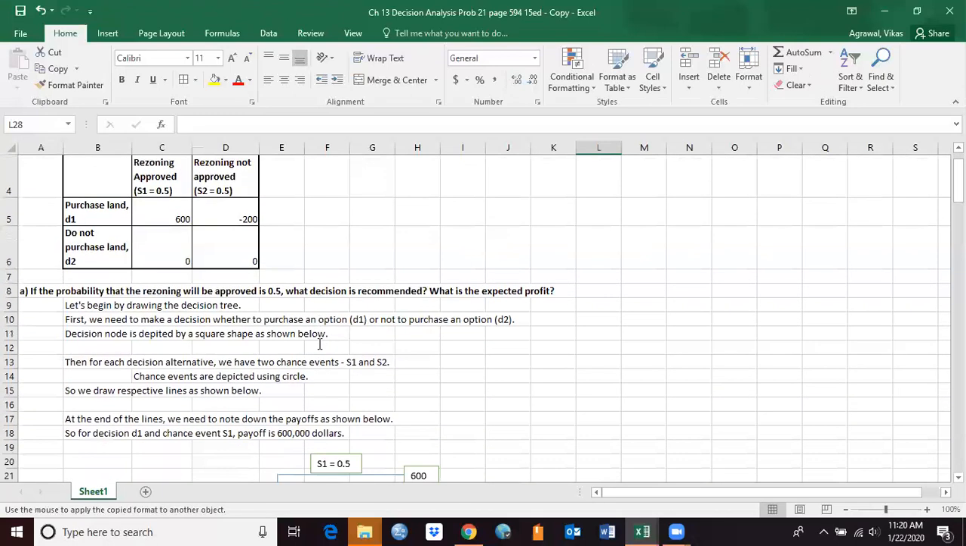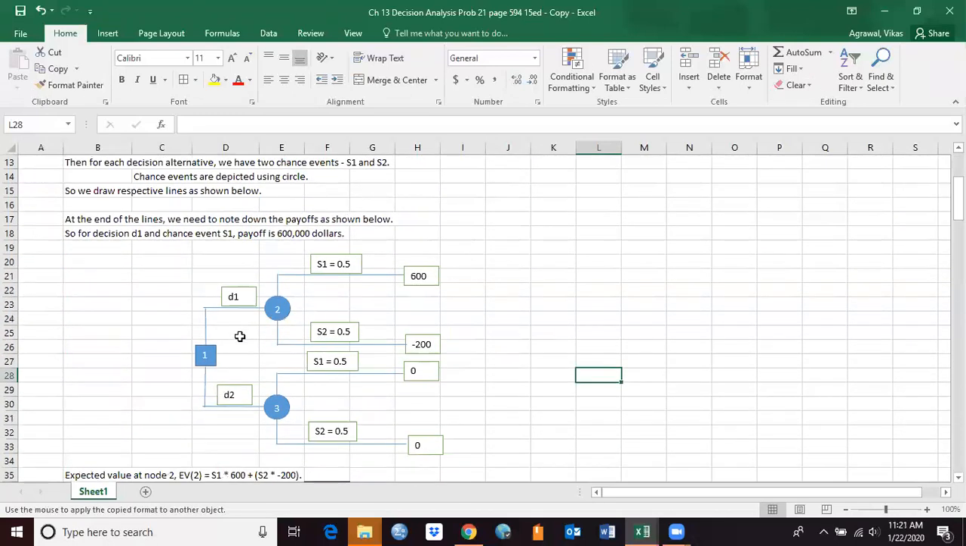First thing first, we need to draw the decision tree, and this is how you would draw the decision tree. The square block that you see here is the decision node. So here you're going to make a decision whether to purchase the land, which is D1, or not to purchase the land, which is decision D2. So you're going to follow one of the two decisions, and then each decision has some unknown chance events. So probability of rezoning, which is S1, is 50%, and probability of not getting rezoned to commercial land is given by S2, which also equals 50%.